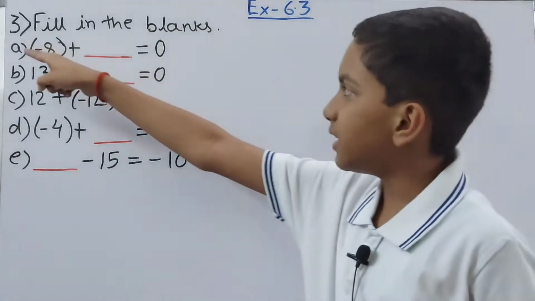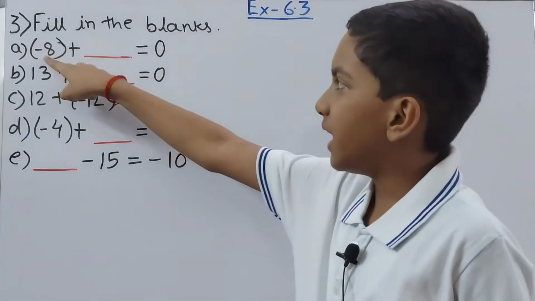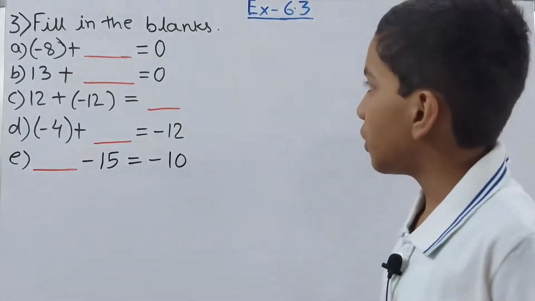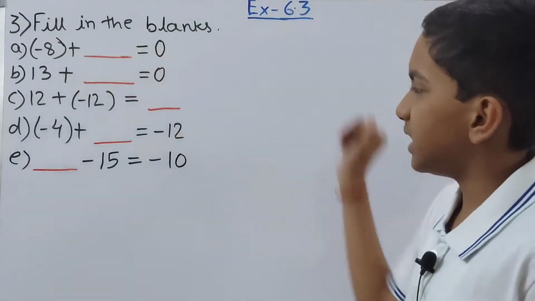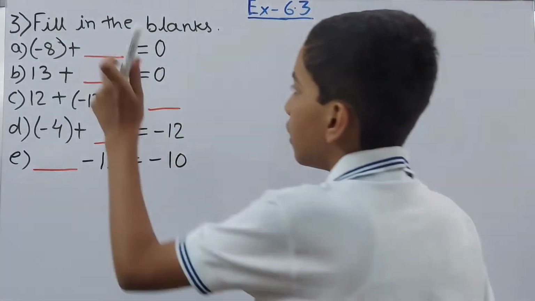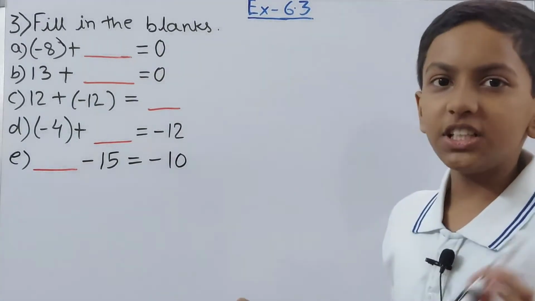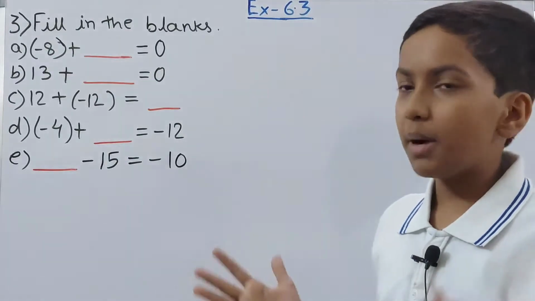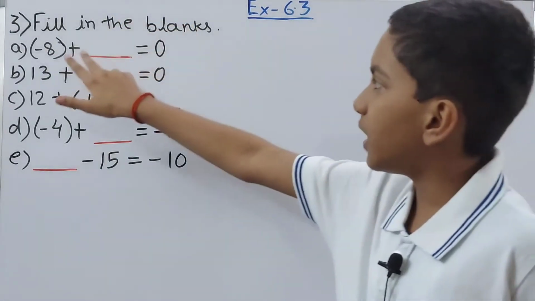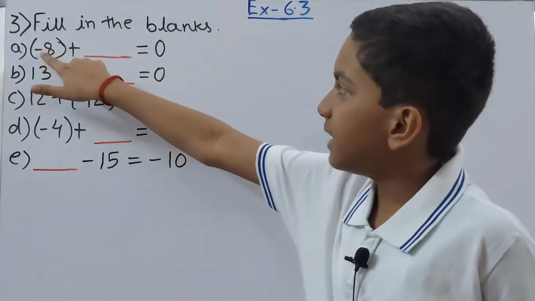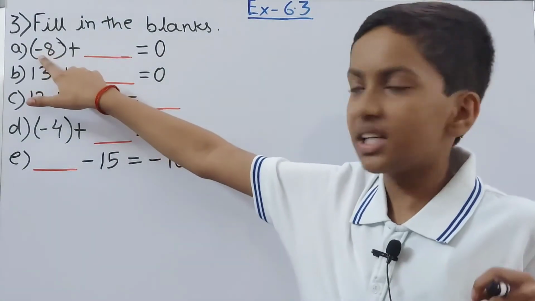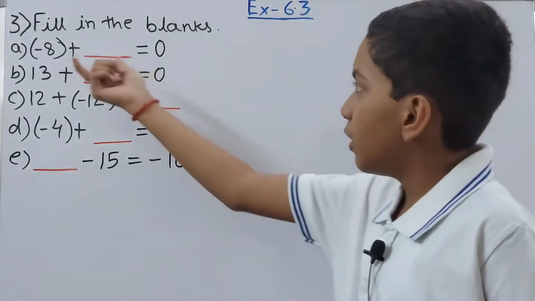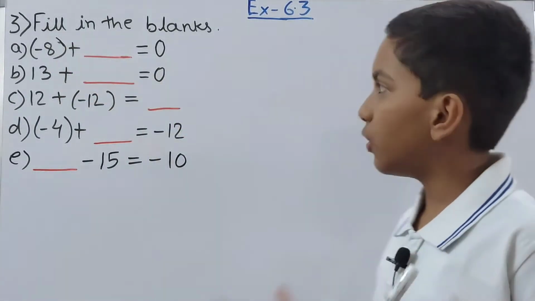As you can see, the first one, A1, here is -8 plus a blank is equal to 0. So we need to fill a number in here which when we add, we will get 0. But friends, over here we have this plus sign and this minus sign, because -8 is a negative number and over here we have a plus sign. So you need to locate these two signs.